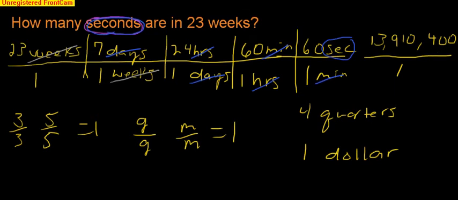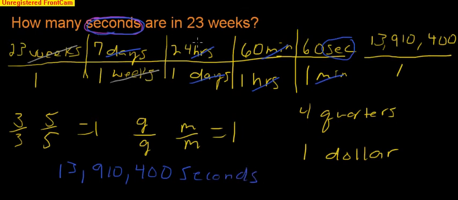13,910,400. So the final answer, and I'll do that in blue down at the bottom, because we know once we divide this, we get the same thing. So we'll say 13,910,400, and we can't forget our units. The units we were looking for were seconds. So I'm going to go ahead and put seconds on the end of this. So that is how you convert 23 weeks into seconds using the factor label method.